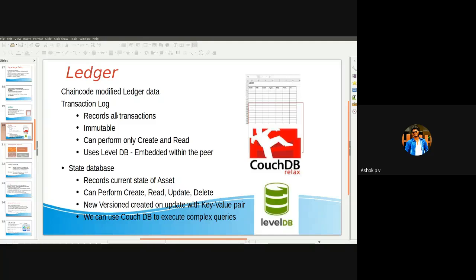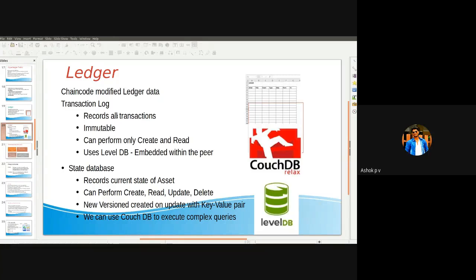So as I told you, the ledger that we use would be CouchDB and even LevelDB. These are the two state databases that can be used for transaction logs and even with the transaction IDs. Whenever you use a transaction log, it can create all transactions as immutable, and it uses the LevelDB kind of thing.